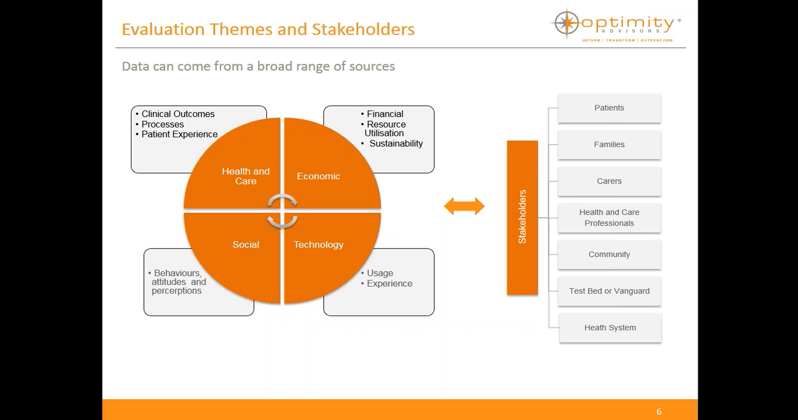And an important point to raise here is that data across these four domains, if you like, can come from a variety of sources, and I've listed a few of those on the right. They can come directly from patients or from their families and carers. They can come directly from healthcare professionals or the community care and community services. They can come from initial testbed or vanguard sites, or they could come from the healthcare system as a whole, drawing on administrative data and information that can be generated as part of business as usual.